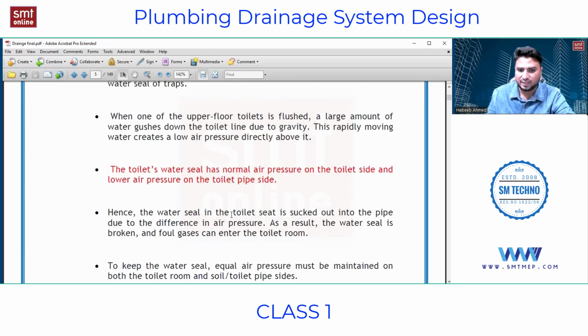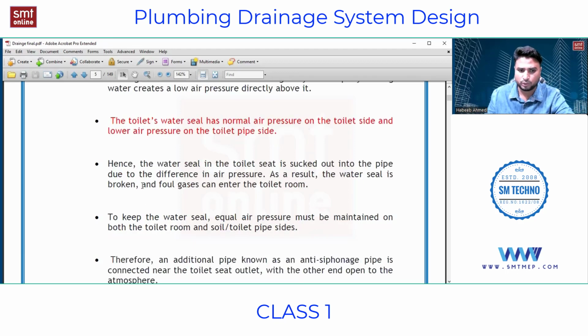Hence, the water seal in the toilet seat is sucked out into the pipe. In the sense, it is sucked out into the vertical soil pipe, due to the difference in air pressure between the inside of the toilet and the soil pipe area. Because this has low pressure, the seal is sucked out, and there is no water seal in that trap over there. As a result, the water seal is broken and foul gases can enter the toilet room.